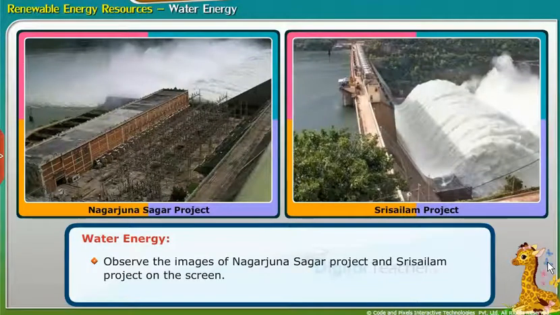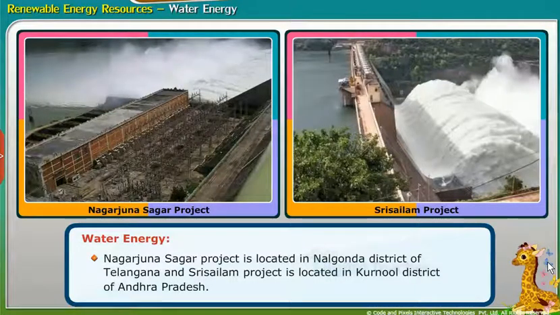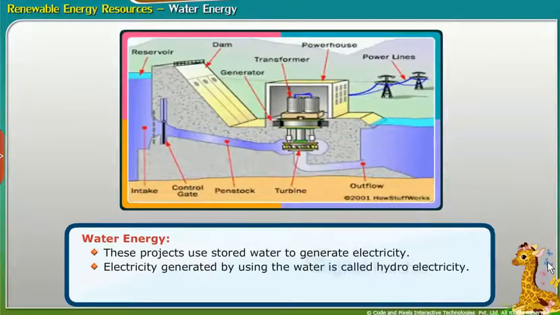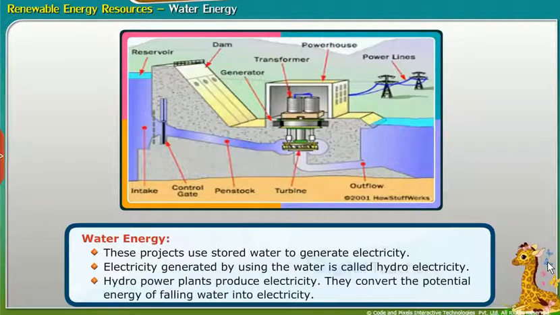Observe the images of Nagarjuna Sagar project and Srisailam project on the screen. Nagarjuna Sagar project is located in Nalgonda district of Telangana and Srisailam project is located in Kurnool district of Andhra Pradesh. These projects use stored water to generate electricity. Electricity generated by using the water is called hydroelectricity. Hydro power plants produce electricity. They convert the potential energy of falling water into electricity.